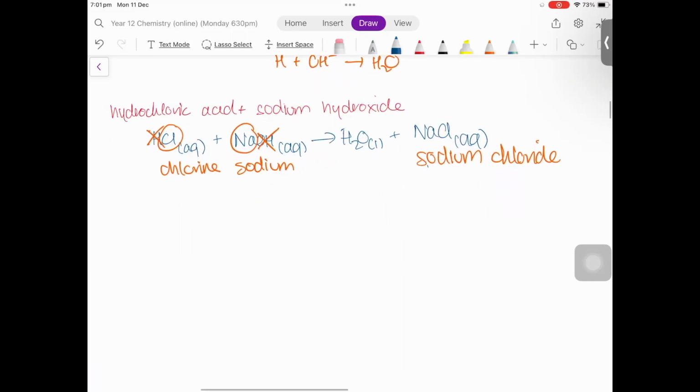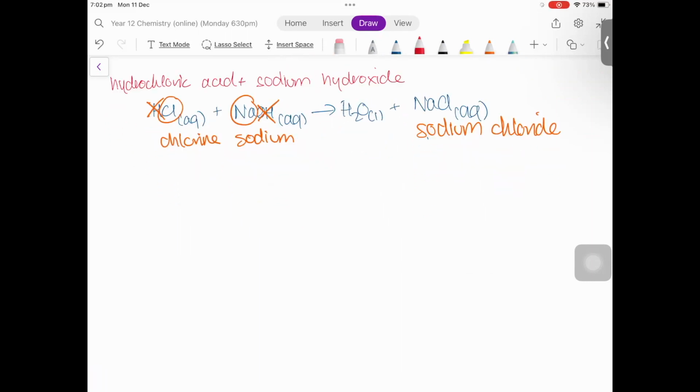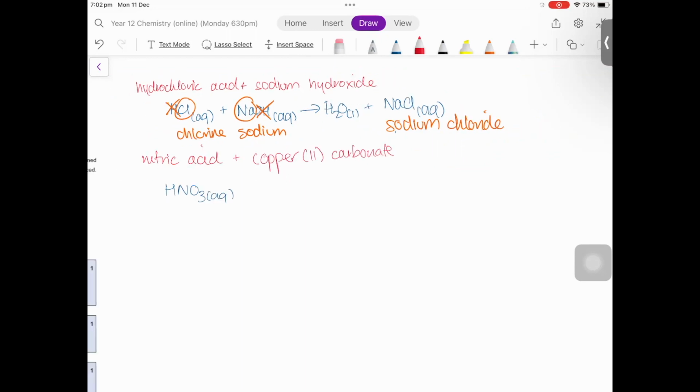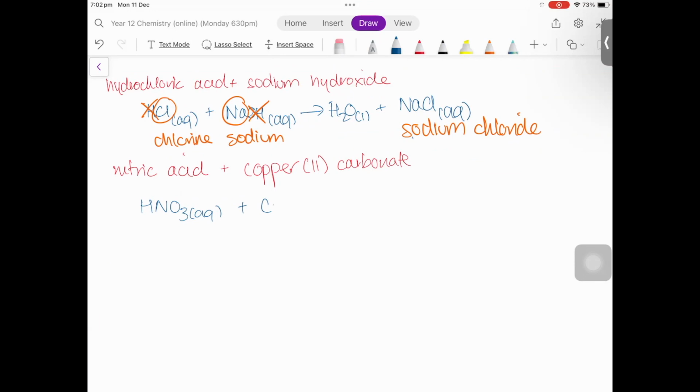Let's say we do nitric acid. What's the formula for nitric acid? HNO3. Let's do copper(II) carbonate. What's the formula for copper(II) carbonate? CuCO3. This is an acid plus carbonate reaction. What are my general products that get formed on the right-hand side? Carbon dioxide and salt and water.